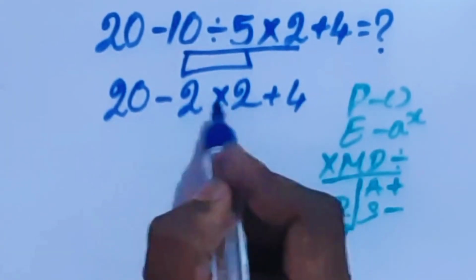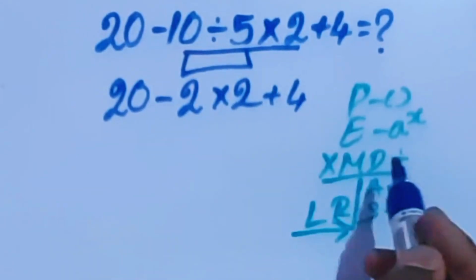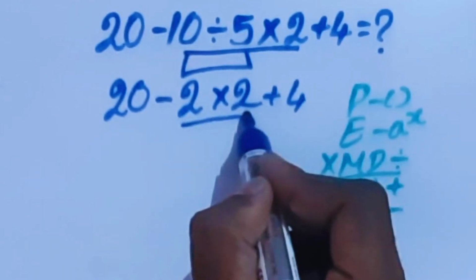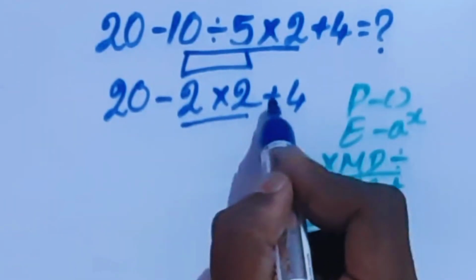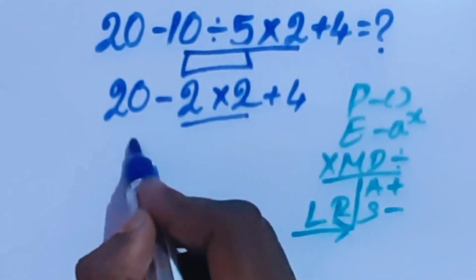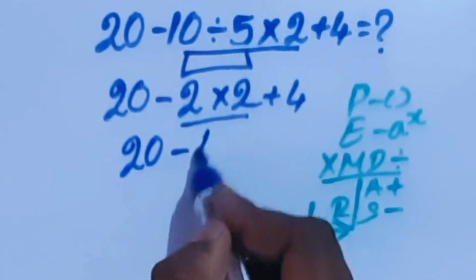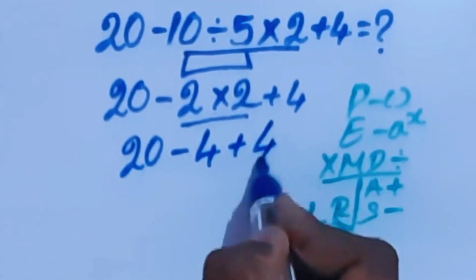Here we have a subtraction, multiplication and addition. Multiplication is higher priority than addition and subtraction. So we have to do the multiplication before the subtraction and addition. Here 20 minus 2 times 2 is 4, plus 4.